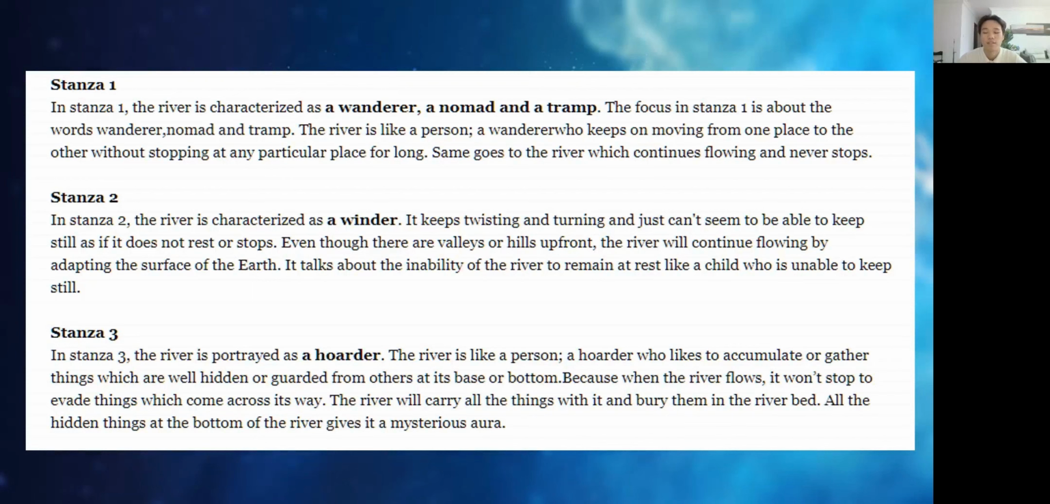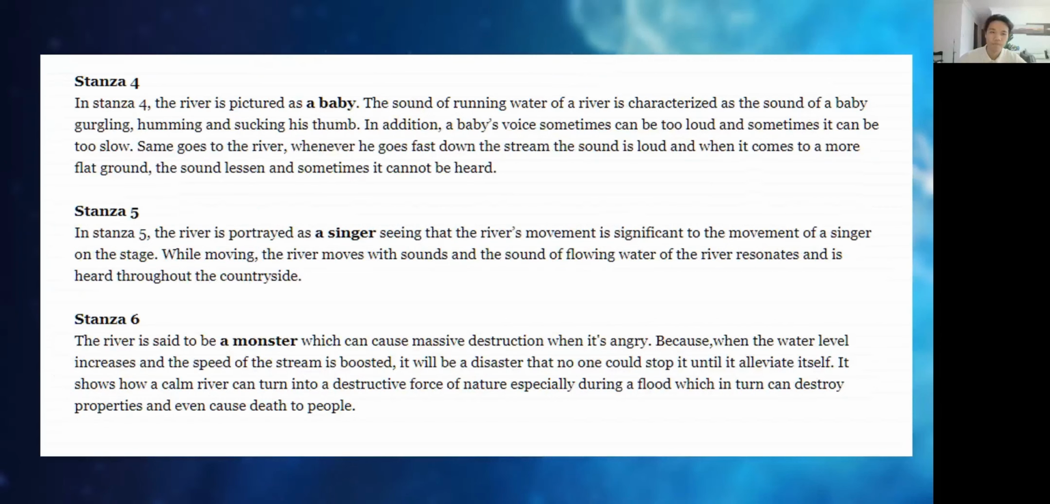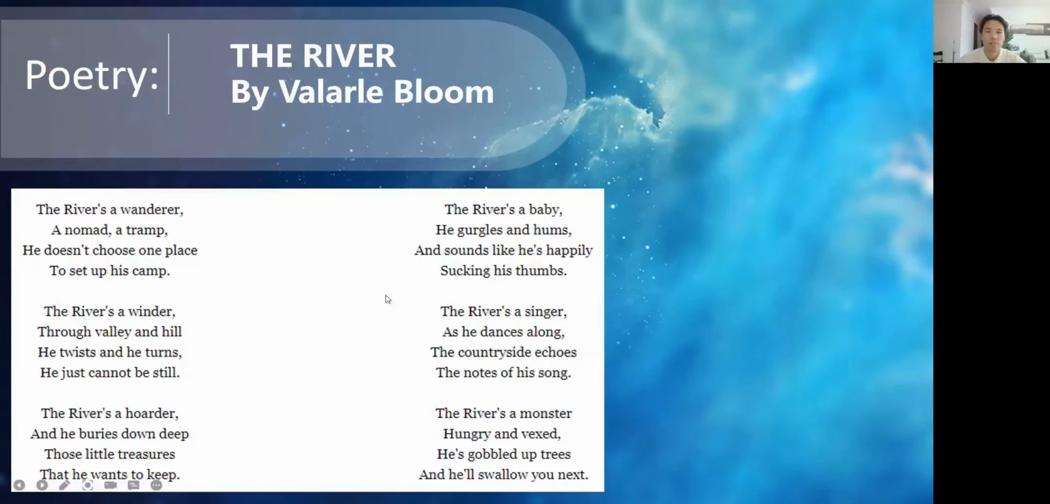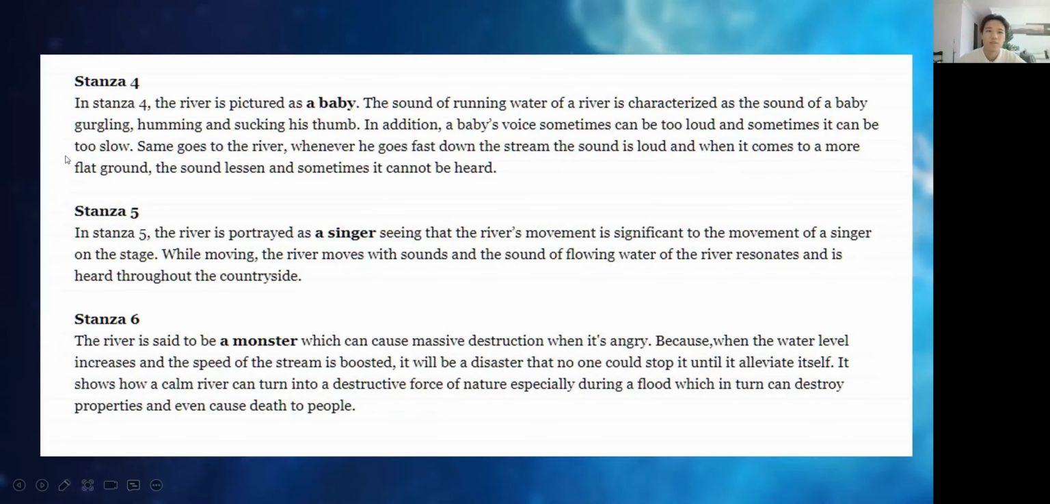In addition, a baby's voice sometimes can be too loud and sometimes it can be too slow. The same goes for the river. Whenever it goes fast down the stream, the sound is loud, and when it comes to more flat ground, the sound lessens, and sometimes it cannot be heard at all. So we can see that the river is very complex.